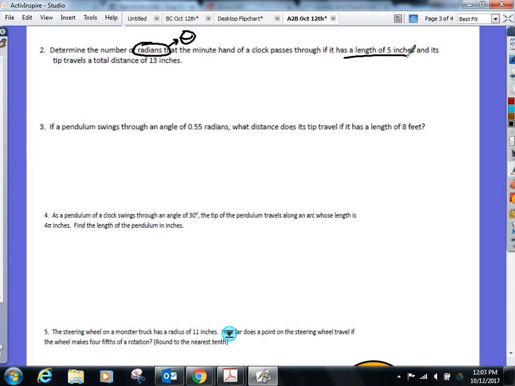Keep going. Passes through if the minute hand has a length of 5 inches. What's the 5 represent? Is that my radius length or is that my arc length? Radius length, yep. And the tip of the minute hand travels a total distance of 13 inches. That's going to be my arc length, S. So theta, that's what we're solving for, equals 13 over 5.